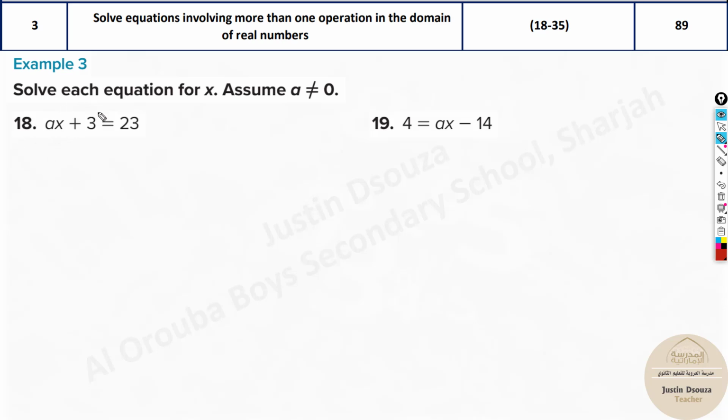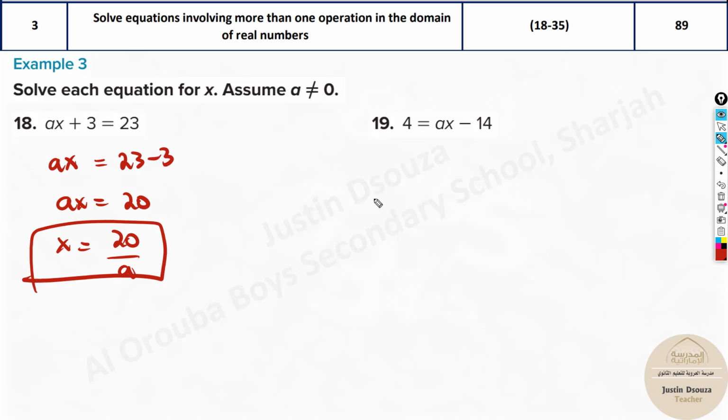Let's see how to do it. Leave a and x as it is for now. Just take this 3 to the other side. It becomes 23 minus 3. Now we have ax equals 20, right? Now take this a to the other side. X equals 20 divided by a. This is the final answer.